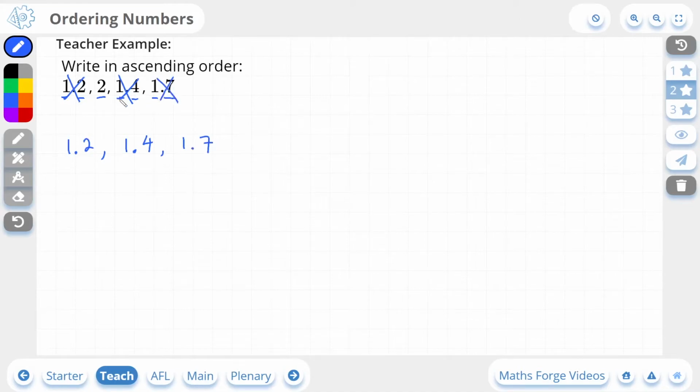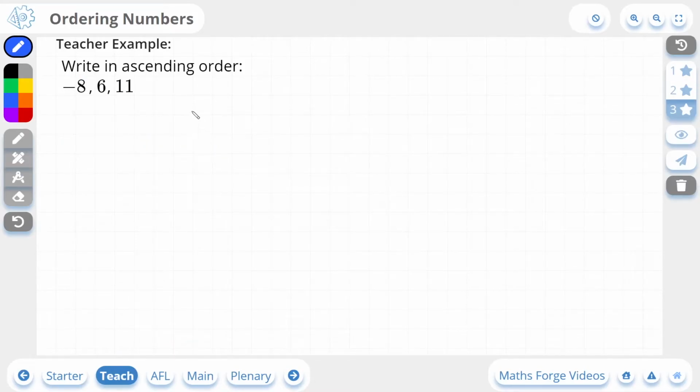And last but not least, we have 2, which is the largest number. And because it's in ascending order, we're writing smallest first and largest last. And if we just check our answer, there it is. Now let's take a look at this 3-star example.